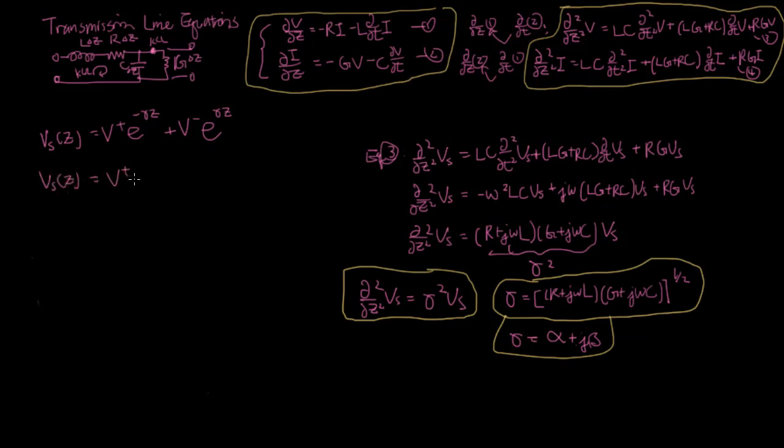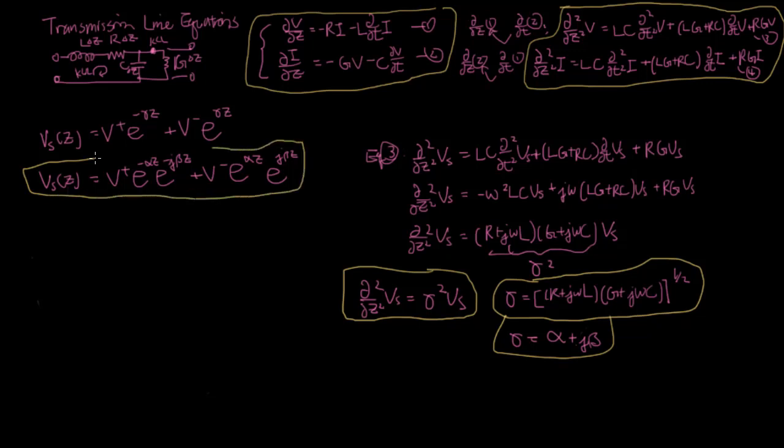we'll see that v plus is going to have an e to the minus alpha z. Notice that there's no j up here. And then e to the minus j beta z, thus why we call this beta, because it ends up being the beta like we had in our sinusoid, plus v minus e to the alpha z, e to the j beta z. So this is what our total solution looks like in phasor form.